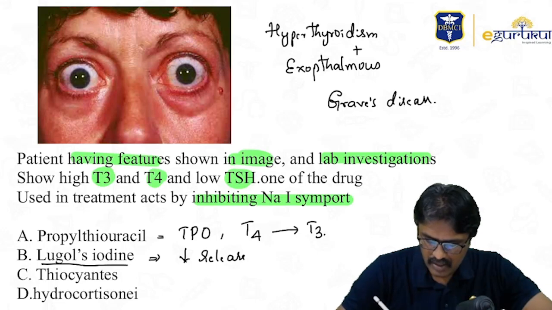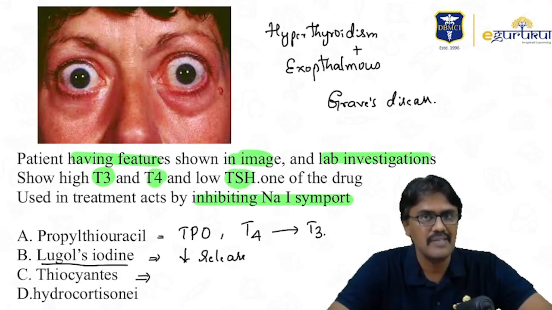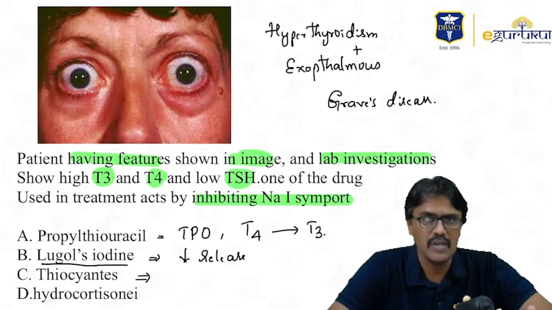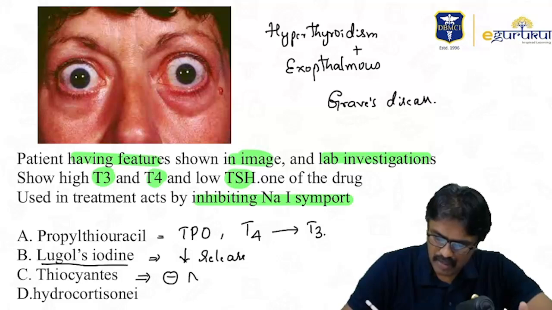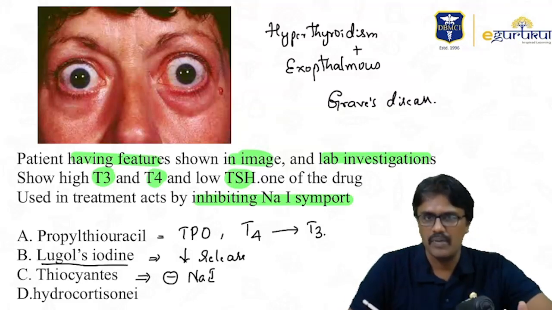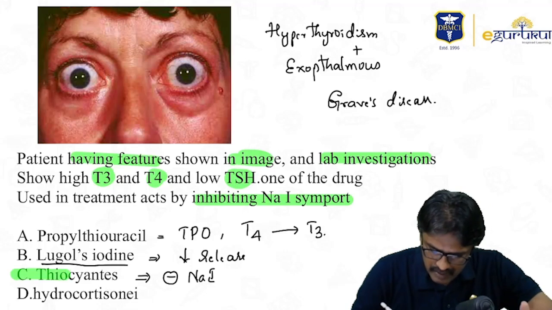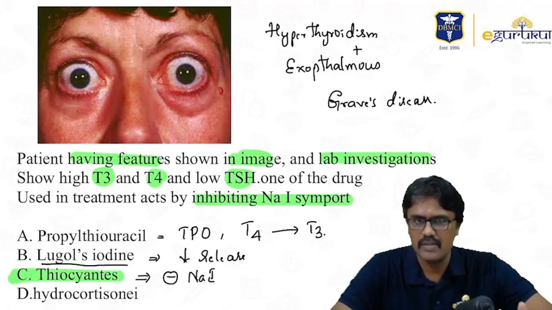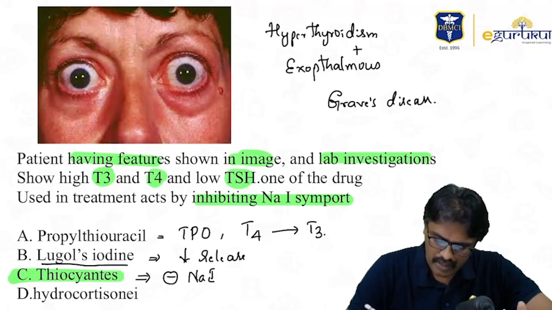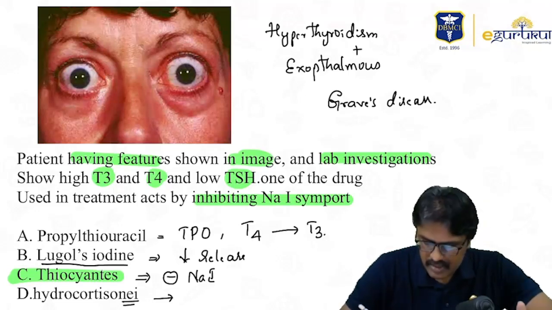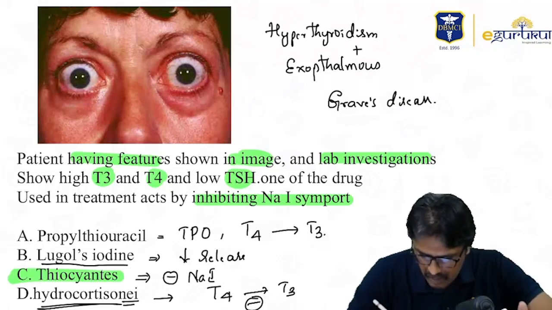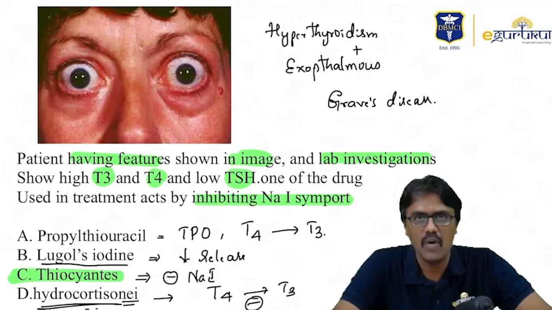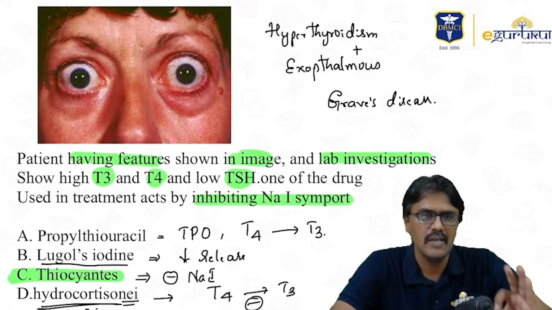That is the mechanism. What about thiocyanates? Thiocyanates are present in cabbage, the gobi Manchurian, and that is the one which inhibits the sodium iodide symport. So this is the answer, guys. It is the thiocyanate which inhibits sodium iodide symport. What about hydrocortisone? Hydrocortisone is a steroid, and steroids inhibit the conversion of T4 to T3, and that's the reason we use steroids in management of a condition called thyroid storm. So the answer for this question is thiocyanate.